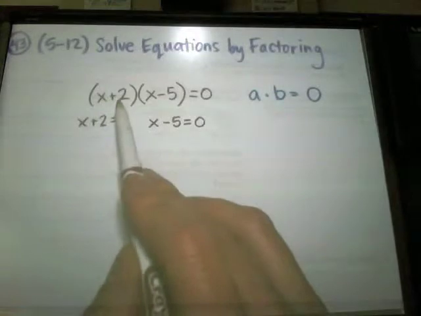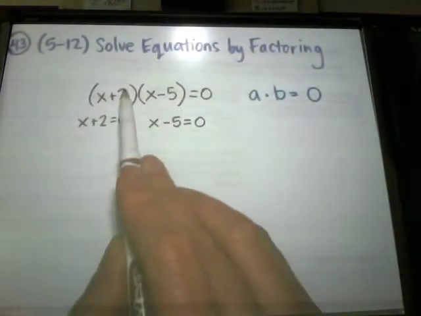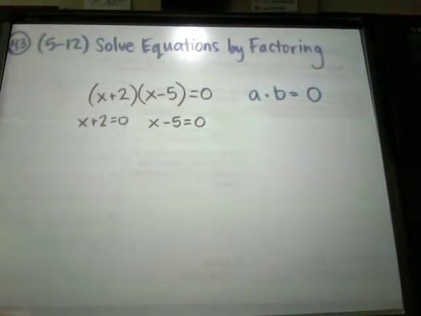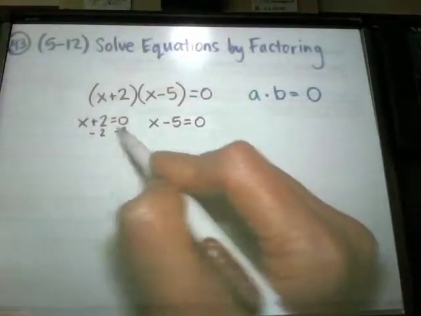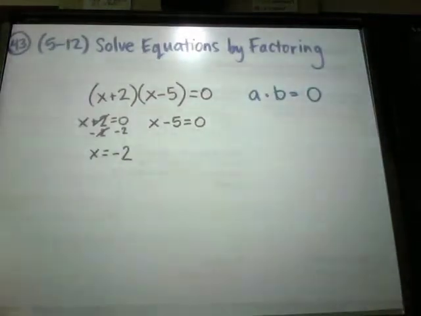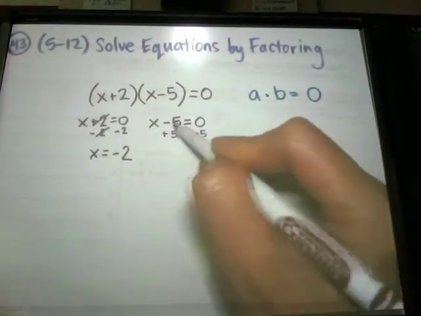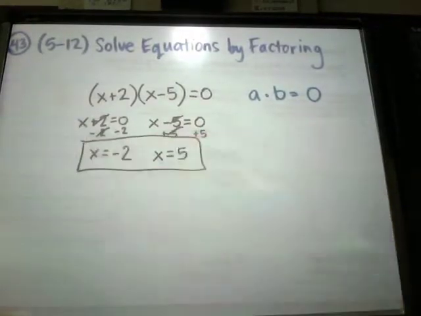So I take each factor. Here's two factors. I take each one. I say maybe this one equals 0. Maybe this one equals 0. And now I solve each one. How do I solve this one? Well, I want to undo plus 2. So I do minus 2. 0 minus 2, negative 2. This one, I do the opposite of minus 5, which is plus 5. X equals 5. Two possible answers.